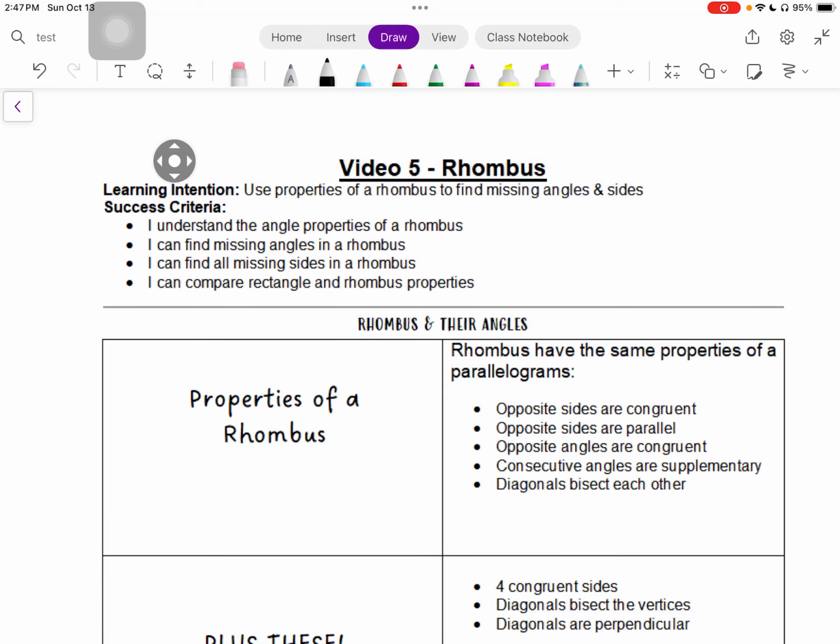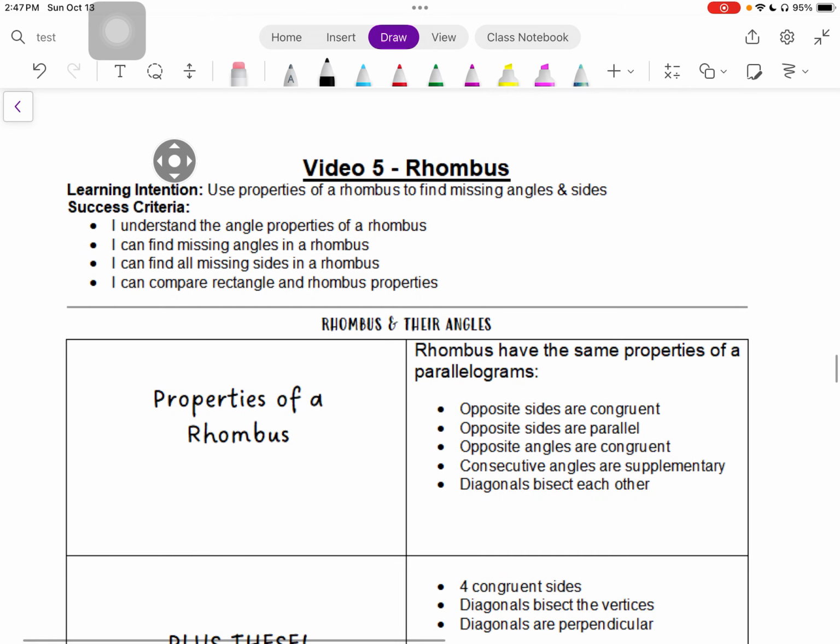All right, our next video here is going to be about rhombuses. Now, again, similar to the rectangle, a rhombus is a parallelogram, but it is a special type of parallelogram. So it's going to have all the properties of a parallelogram, but it's going to have some extra ones. So kind of if you remember that map from the beginning, if this is our parallelogram, a rectangle is a special type, and a rhombus is a different type of parallelogram.